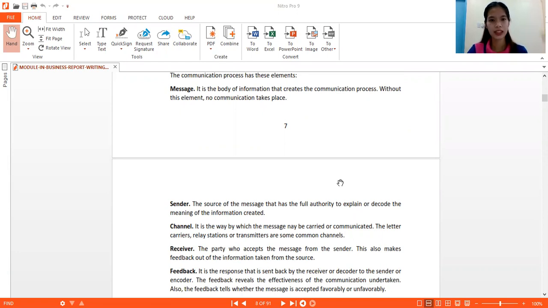Next element is the sender. The sender is the source of the message that has the full authority or to explain or decode the meaning of the information created. The sender is the one who sends the message, who generates the idea from his idea to the receiver.